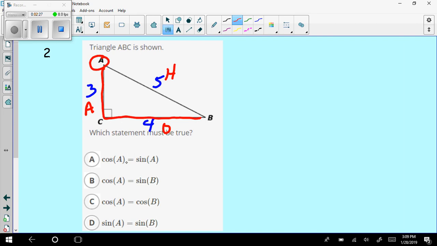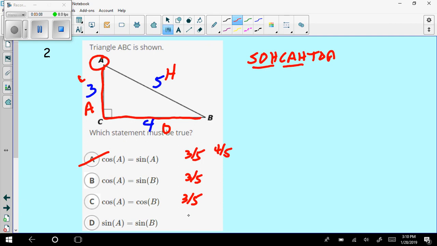So in question A, the cosine of A and the sine of A being equal, again, SOHCAHTOA will tell us our definitions. So the cosine of A is adjacent over hypotenuse. So in this picture, adjacent is 3, hypotenuse is 5. Sine of A is opposite over hypotenuse, so that would be 4 over 5. Those two are obviously not equal, so it's not this one. Now for the other ones, the cosine of A again is 3 over 5. So I'll put 3 over 5 down for each of those. And the sine of A is 4 over 5.